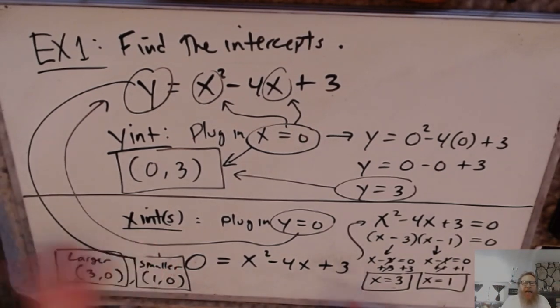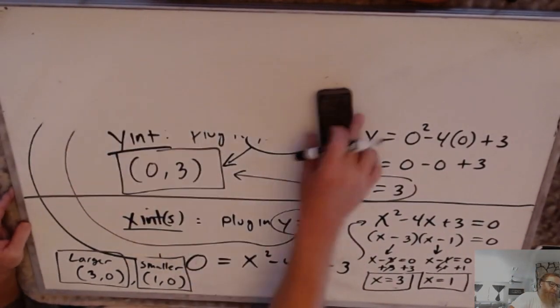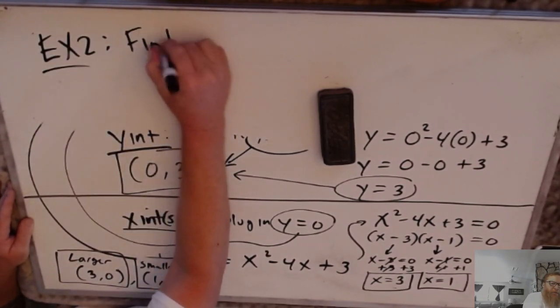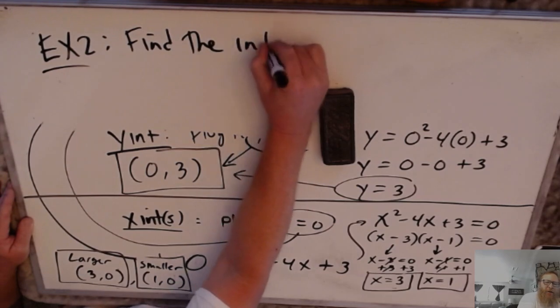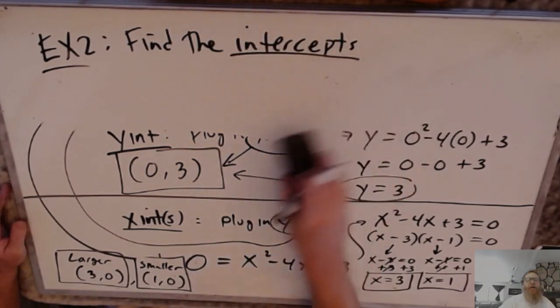Okay, that's the best case scenario for this. It's where you can factor it. They get worse. Okay. Example 2. Same question. Find the intercepts. I'm just going to kind of go through the different possibilities, how complicated these could be.